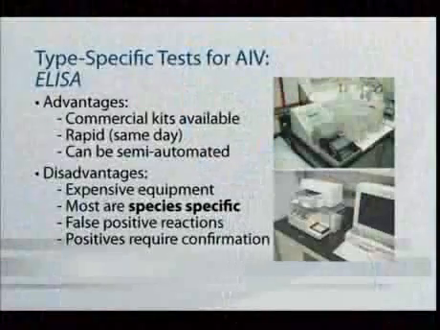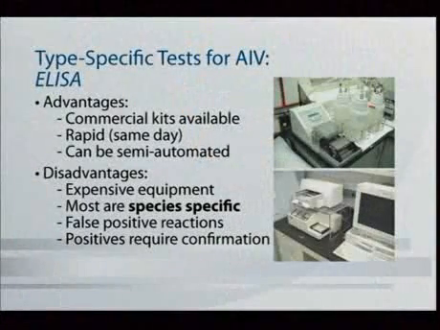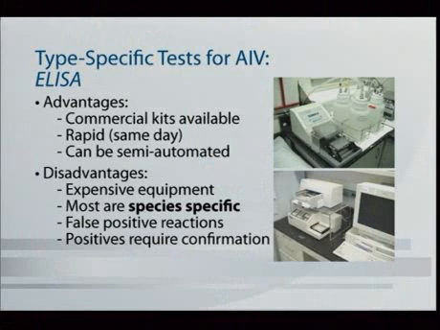The ELISA has some advantages over AGID in that it's usually commercially available. And that means that there is probably some standardization in the kit. They're very quick. They can be semi-automated. If you have robotics, you can test quite a large number of samples by ELISA. But it does require special, expensive equipment. And most of these are species-specific. And most of them are licensed currently for either chickens or chickens and turkeys.